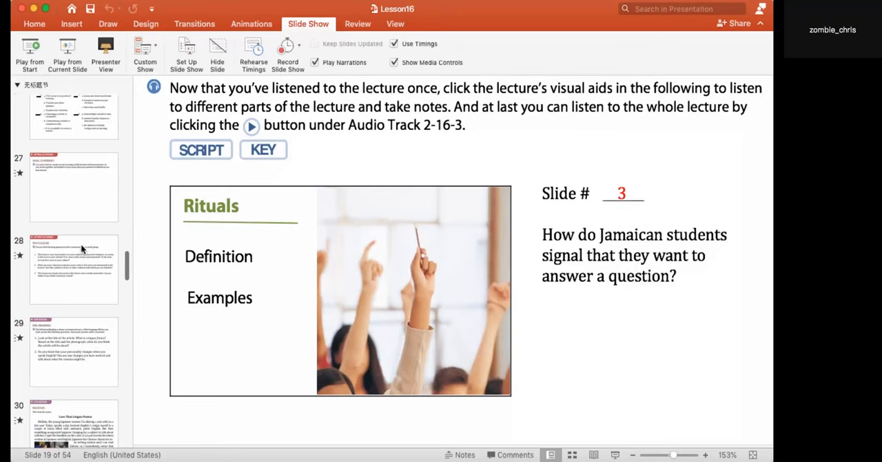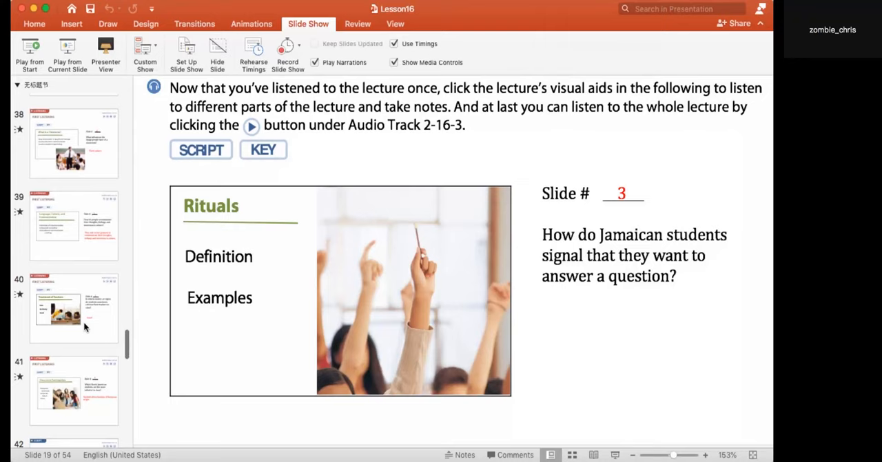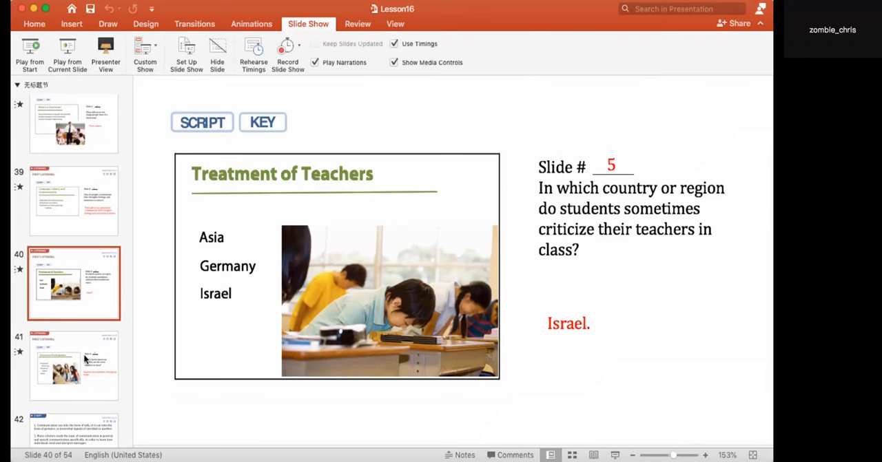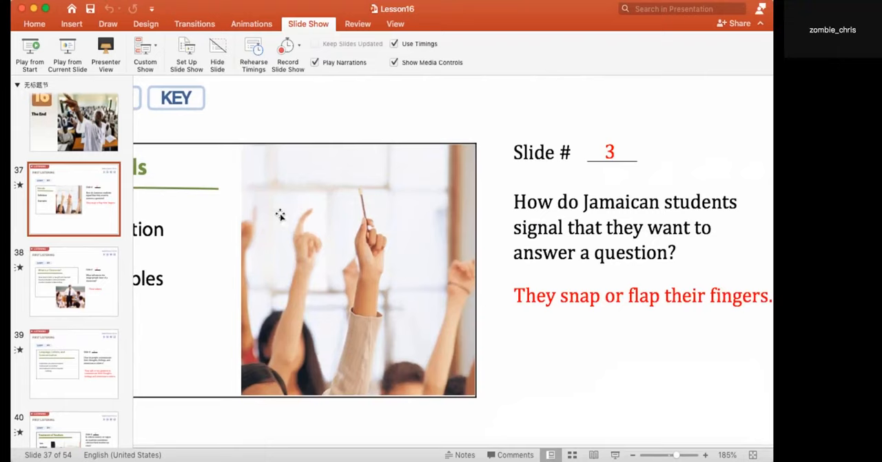Anybody got that from the recording? I think this is a mistake in the book here. The answer's not actually there, but I think you could get it from the first listening. They snap or flap their fingers.